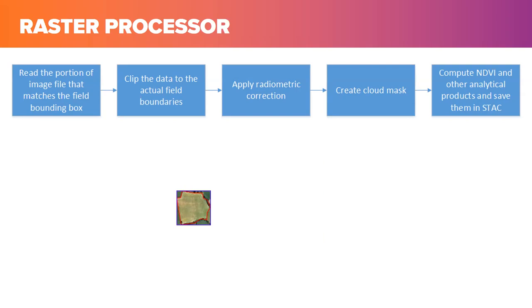Then inside the application, we clip it to the actual field boundaries, apply an additional radiometric correction, and create a cloud mask. Thankfully, our imagery provider takes care of all the challenges related to initial geometric corrections. When we are done, we can compute all required analytical products like NDVI or principal component analysis. These computations can be done in parallel. And finally, we save the results in our spatiotemporal asset catalog.